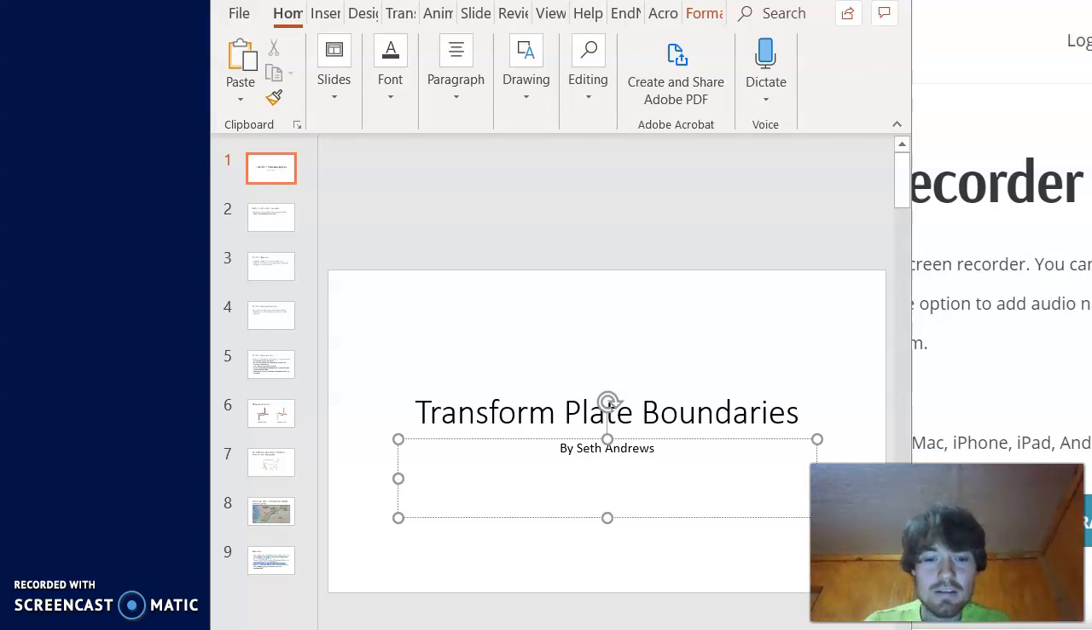Hey class, this is Seth from Georgia Southern University, and today we're going to go over transform plate boundaries.